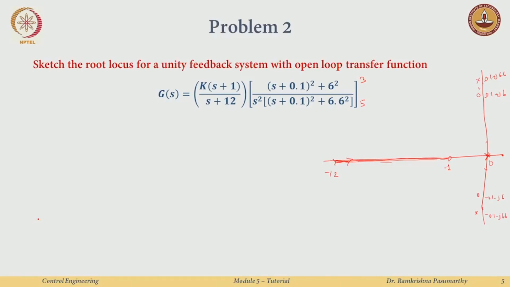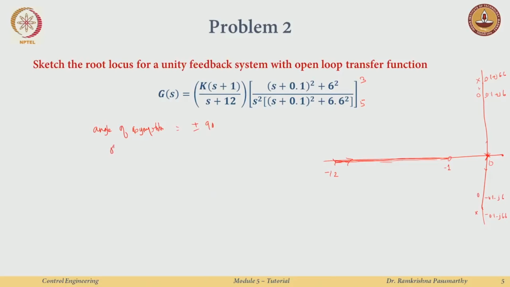Okay. So, let us see the, well, let us say the angle of the asymptotes. Angle of the asymptotes, well, you could easily compute them to be plus minus 90. There are 2 poles which are going to infinity.